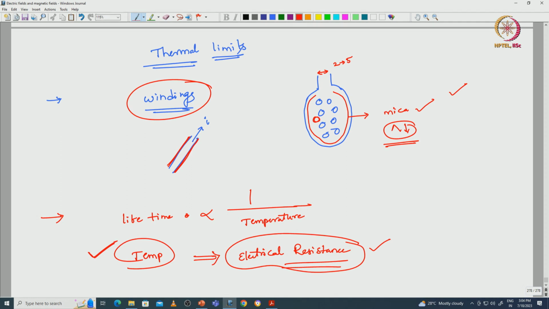With this I am concluding this lecture. In this lecture we have discussed the importance of thermal design and thermal limits with respect to the winding insulation.